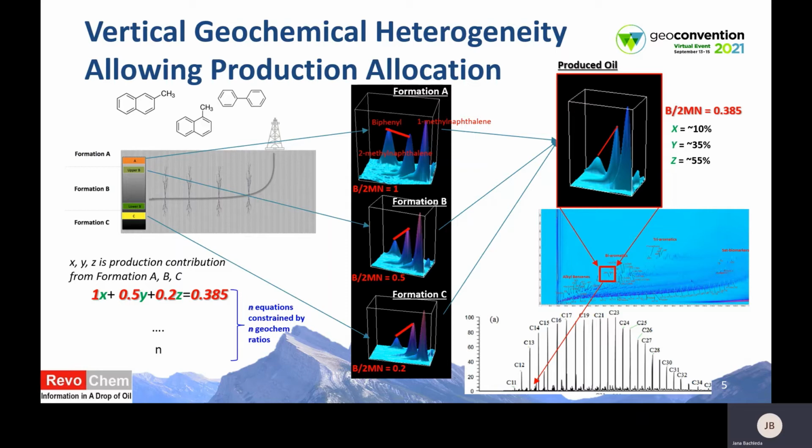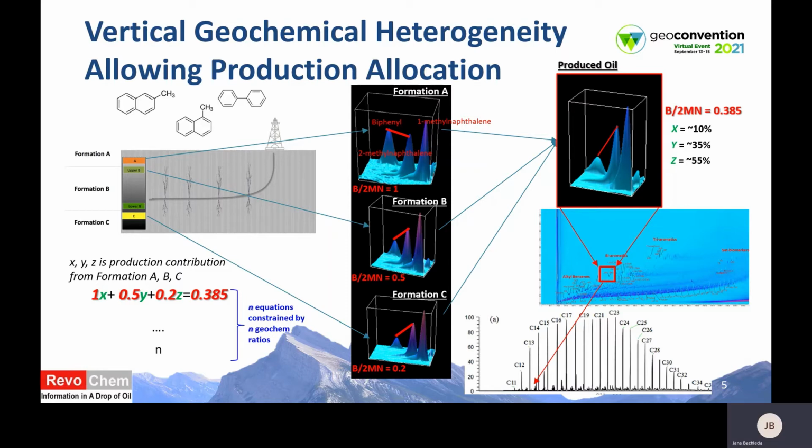In this example, we look at formation A, B, and C. Now we extract oil from each of those rock end members. And in this example, we're specifically looking at the biphenyl 2-methylnaphthalene compounds. We look at those ratios, and in formation A, the ratio of biphenyl to 2-methylnaphthalene is 1. In formation B, it's 0.5. And in formation C, it's 0.2. Now we also look at that ratio in the produced oil, and it's 0.385.